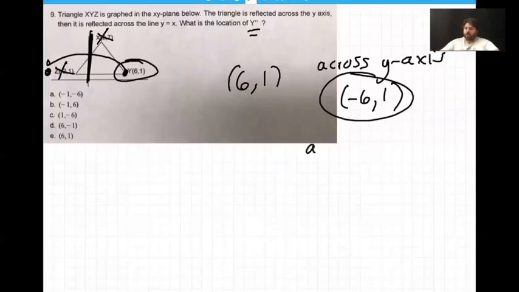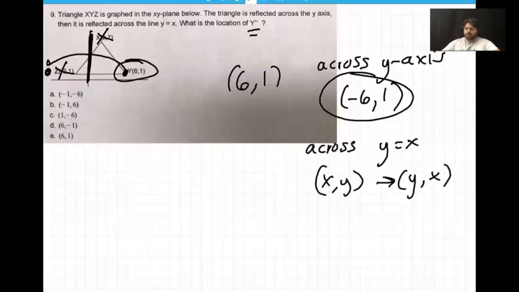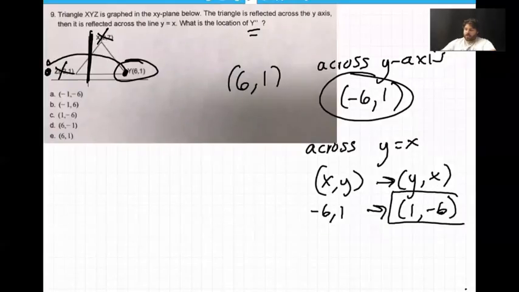Okay, then we're going to take that point and we're going to reflect across y equals x. And that's the one where x and y goes to y and x. All you do is you take the numbers of x and y and you switch their location. You flip them around to where the y number comes first. So we're going to take this negative 6, 1, and we're going to rewrite it as 1, negative 6. We don't change the signs, just switch the location. And that's it. That's going to be our location. So 1, negative 6, answer is choice C, so C is correct.